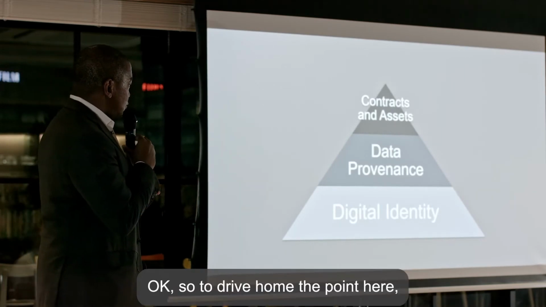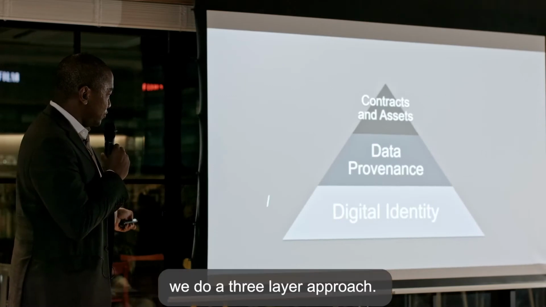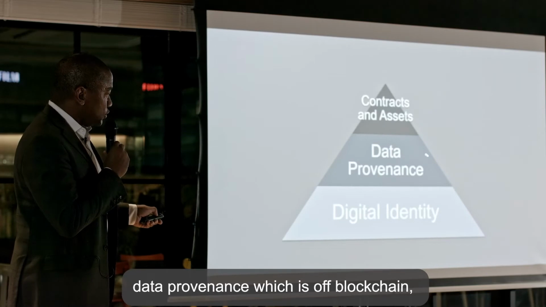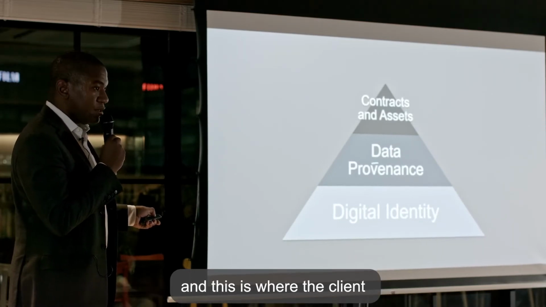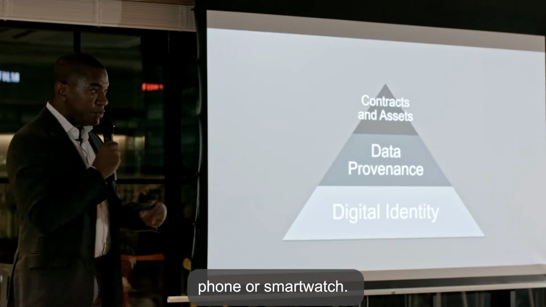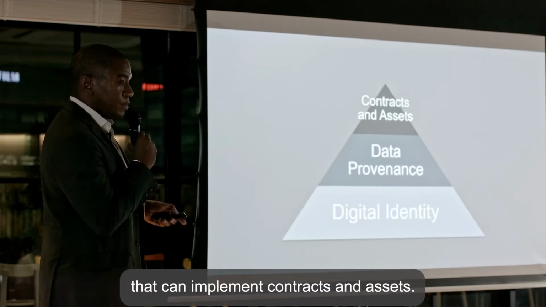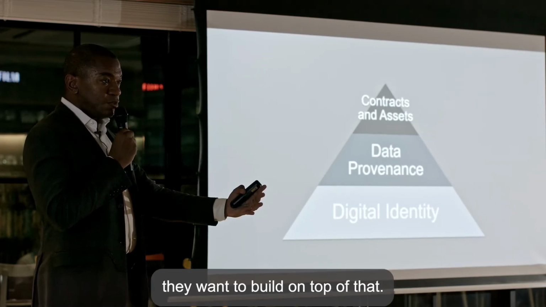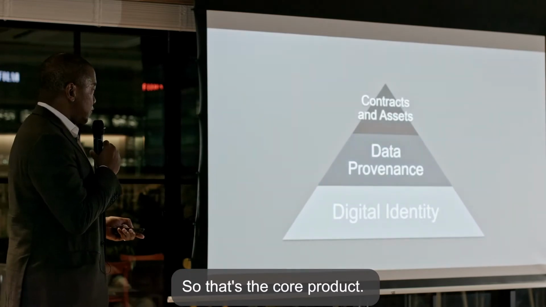Okay, so to drive home the point here, with Keychain, we do this 3-layer approach: digital identity on the blockchain, data provenance, which is off blockchain, and this is where the client library lives. It exists on the devices, like here on the mobile phone or a smartwatch. And then there is a layer that can implement contracts and assets. And then we give that to our clients, and they can build whatever application they want to build on top of that. So that's the core product.